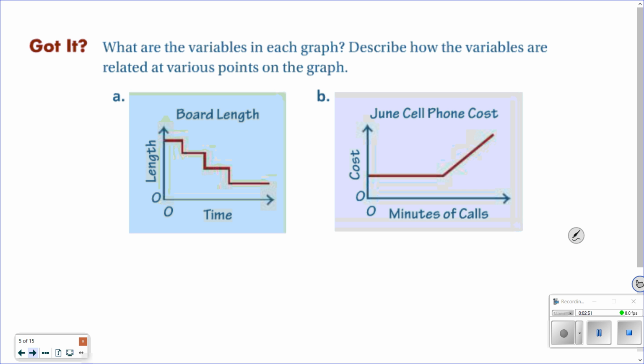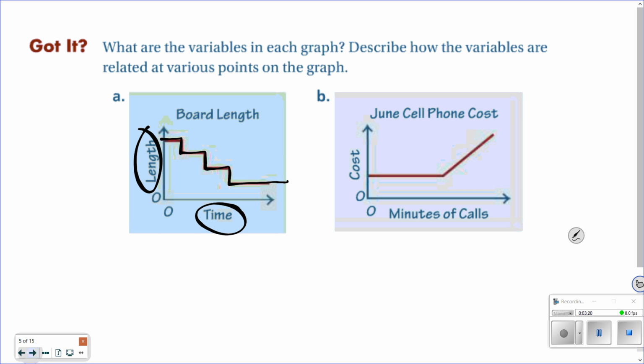Okay, so look at A. What are the variables in each graph? And how do they relate to various points in the graph? So this one says board length. And then my variables are time and length. So if you think about this one, the board stays the same. Maybe you're sawing it, and when you get to a certain time, you get done, you saw off that part. Board length stays the same. You saw off another part. Board length stays the same. And you saw off another part, and now the board length stays the same. Maybe you got to whatever length you wanted it to have.